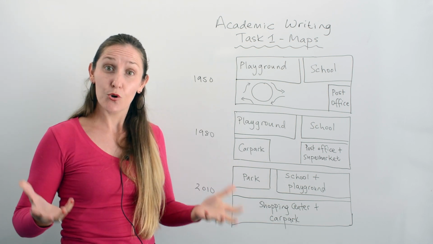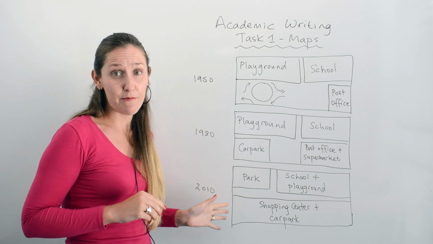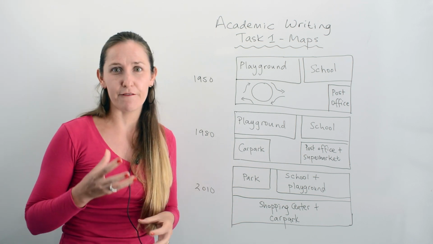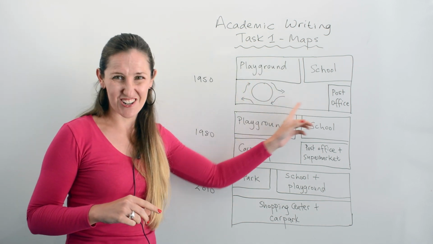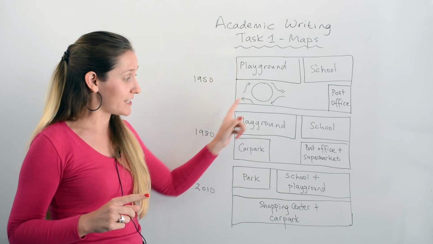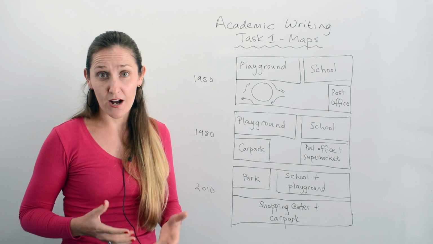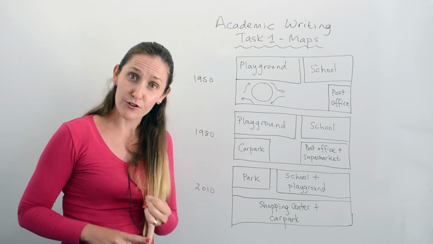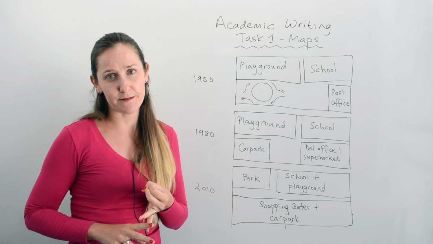So let's quickly summarize what we've talked about today. When you're writing this type of task, it's very important that you spend 5 minutes planning your ideas. Look at the map in sections and identify the changes and the similarities over the sections through the period of time. And then when you're about to write your answer, think first about the verbs that you're going to use, and don't forget that you need to use the passive voice.